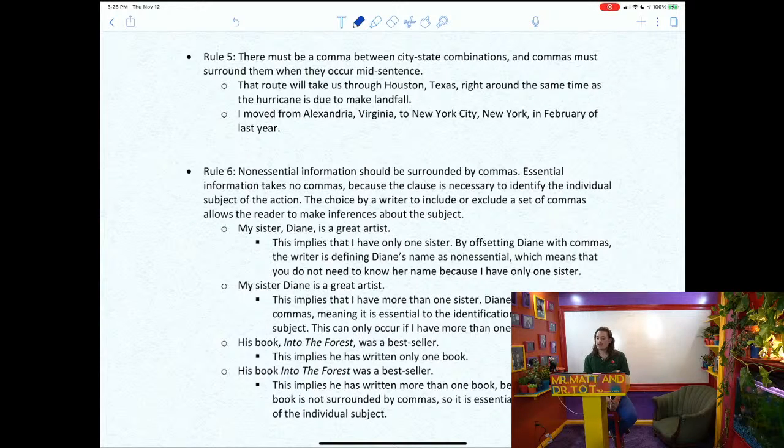So for example, that route will take us through Houston, Texas, notice the comma after Texas. Most people omit that. Right around the same time as the hurricane is due to make landfall. Or the second example, I moved from Alexandria, Virginia, to New York City, New York, in February of last year. So when they occur mid-sentence, the states need to be surrounded with commas.